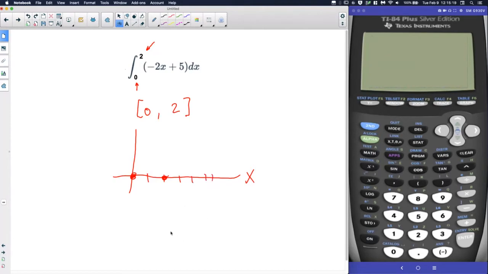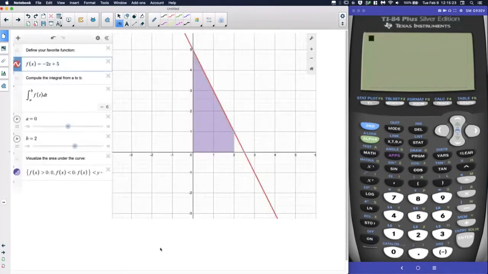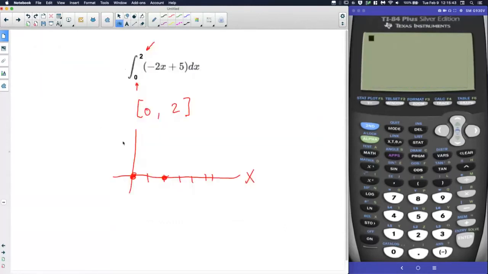So if we actually draw the graph, I'm going to show you what I mean by that. I actually drew it for you right here. So this red line is the graph of negative 2x plus 5. What's shaded in purple is your antiderivative, your integration. The integration is finding the area under the curve or the area under the line. And to prove that, we're going to find the antiderivative from 0 to 2.